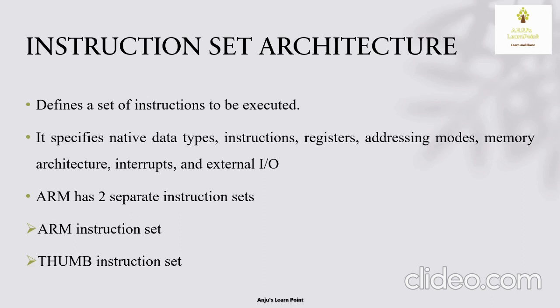The first one is called the ARM instruction set and the second one is the Thumb instruction set. So how is the ARM instruction set different from the Thumb instruction set? In the ARM instruction set, the instructions are 32-bit wide, whereas the Thumb instruction set is 16-bit wide. So that is how the ARM instruction set is different from the Thumb instruction set.